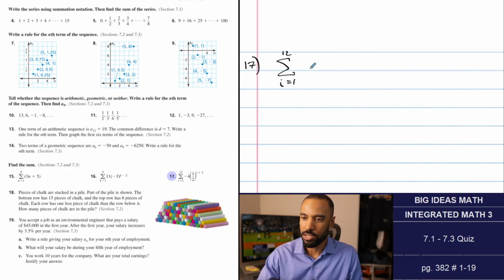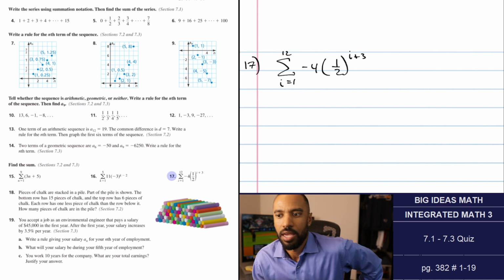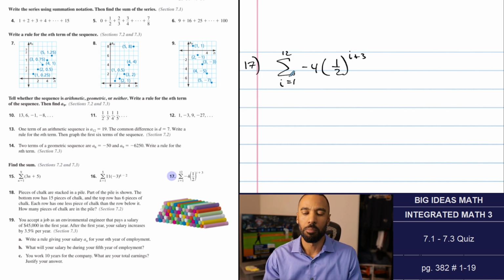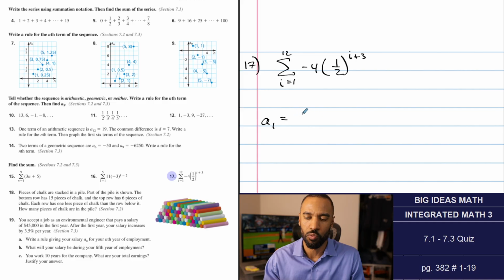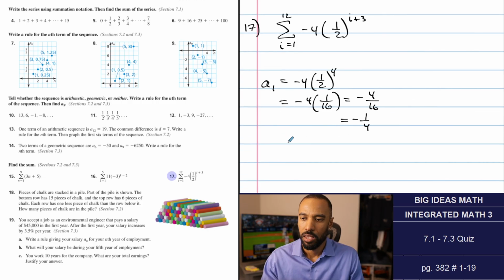This is yet again a geometric series, so we haven't escaped it. And once again, given that this isn't just minus 1, this isn't the first term. It's a little trickier than that, but we need to find it by substituting 1 into there. So negative 4 times 1/2 to the 1 plus 3 powers, to the 4th power. 1/2 to the 4th power is 1 over 16. So this becomes negative 4 over 16, which is negative 1/4. So negative 1/4 is the first term.